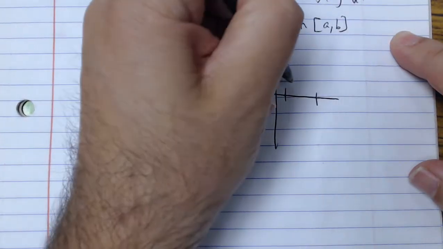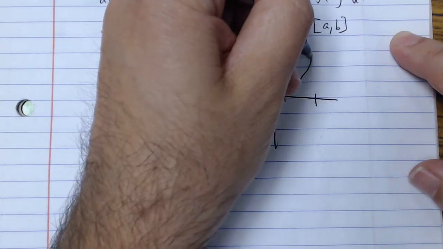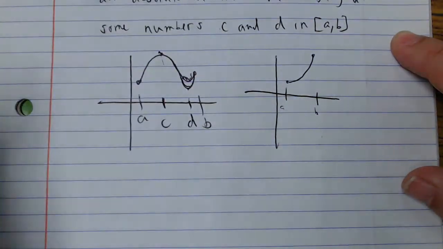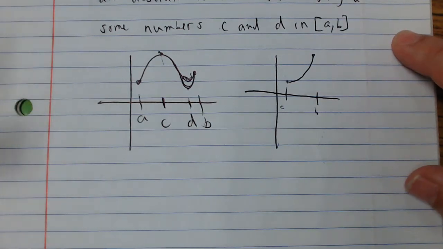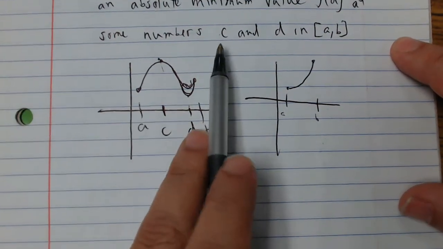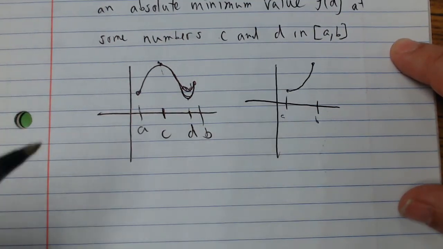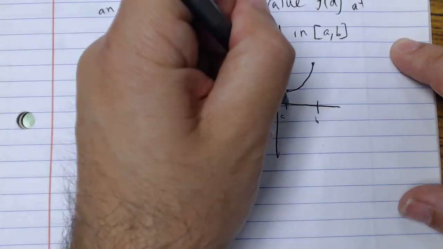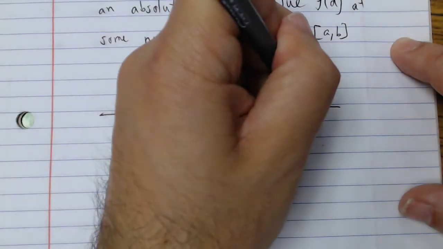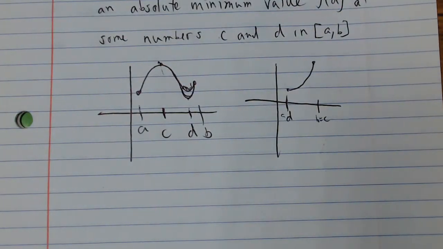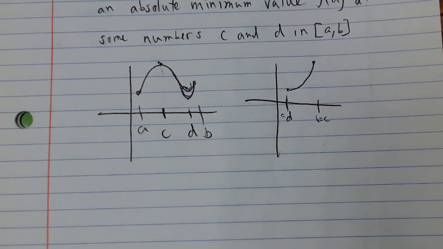What if it looks like this? It's continuous on the closed interval from A to B, but what do you notice? My absolute minimum and maximum are at the endpoints. And remember, endpoints can be absolute maxes and mins. And in this definition, what we called the absolute minimum was D, so that's D. And my absolute max was C. So actually the endpoints ended up being the absolute maxes and absolute mins.